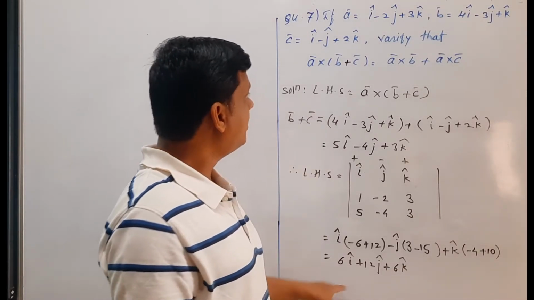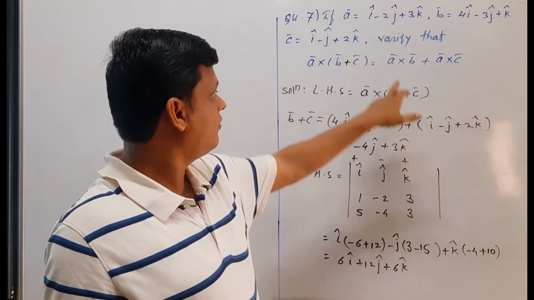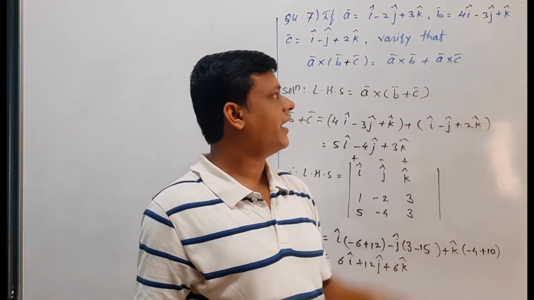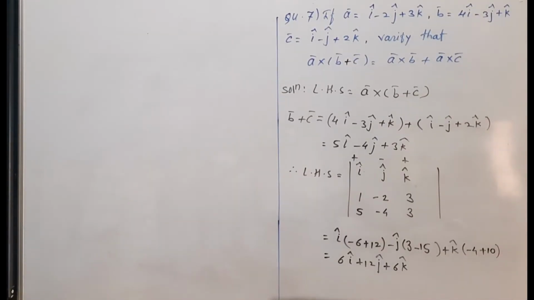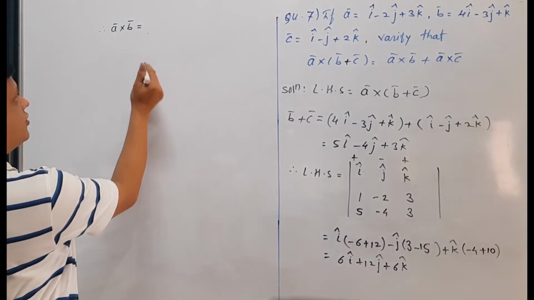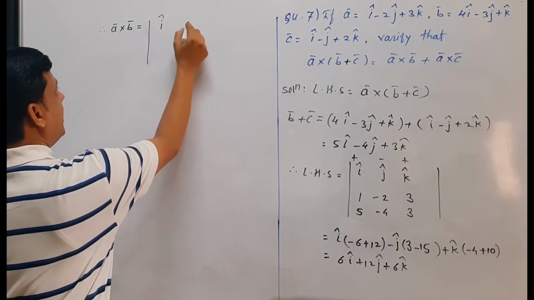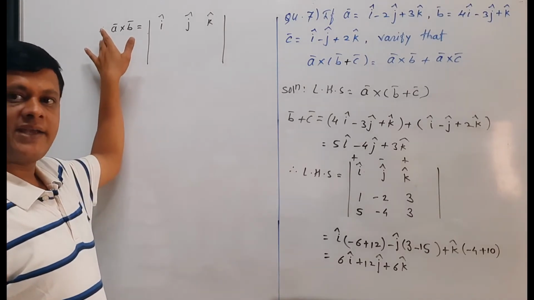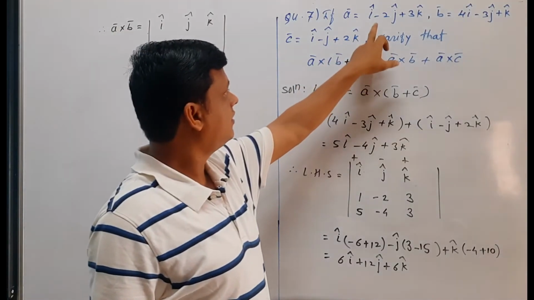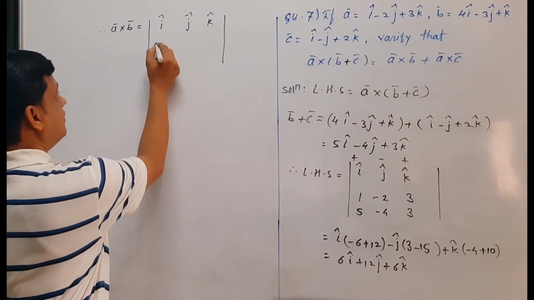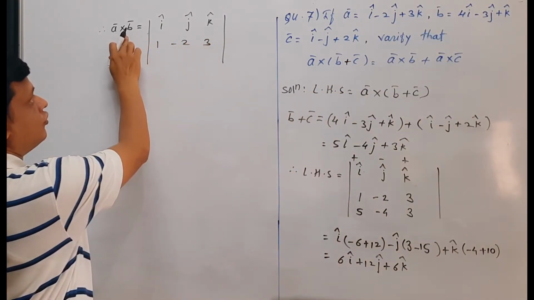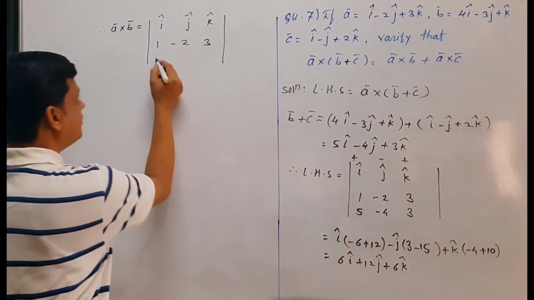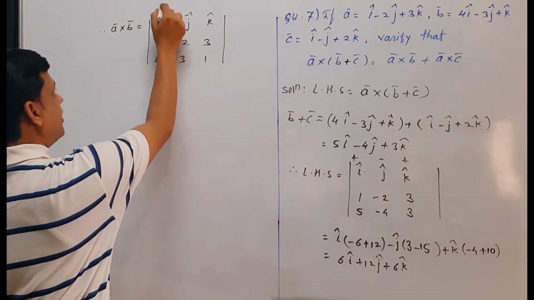Now we have to find the value of RHS. So for that we find the value of a bar cross b bar first, then the value of a bar cross c bar, then we add that, we get the value of RHS. So we first find a bar cross b bar. So write in first row i, j, k. Then coefficients of i j k for vector A, that is 1 minus 2 3. Coefficients of i j k for vector B, that are 4 minus 3 1. We have to calculate this.